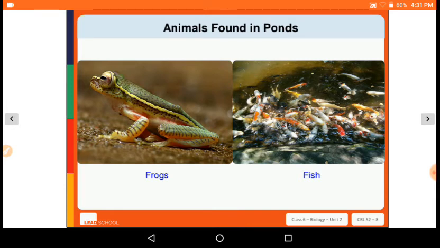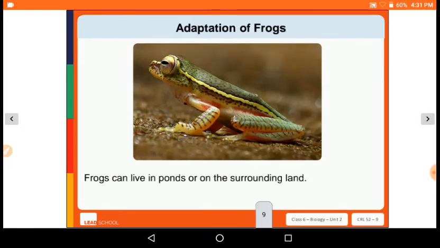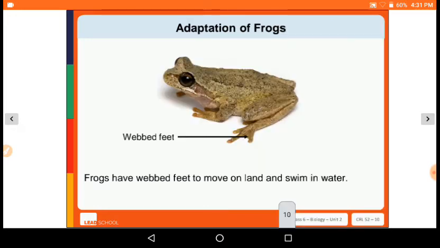Now, which animals are found in ponds? Frogs, fish, etc. Frogs can live in ponds or the surrounding lands. Frogs have webbed feet to move on land and swim in water.